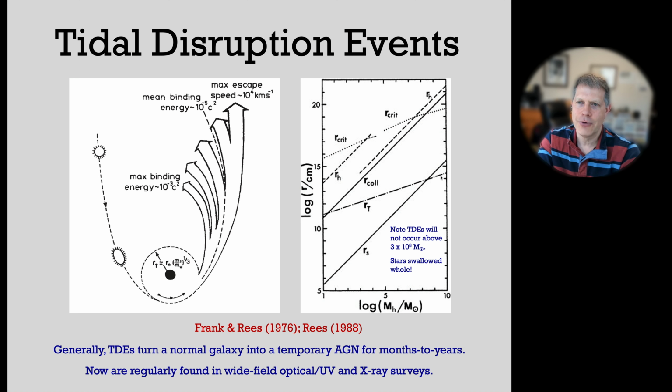The tidal forces never get strong enough to tear apart a star before it is actually within the event horizon. So up here at these very large masses, stars can just be swallowed whole without these disruption events at all. Now, again, this is a whole topic of study. These tidal disruption events are now regularly found in wide-field optical, ultraviolet, and X-ray surveys.